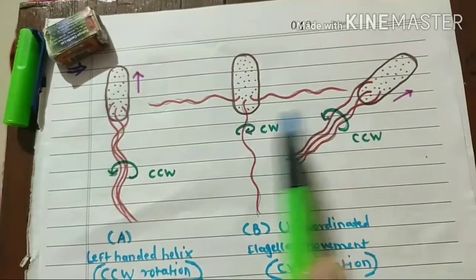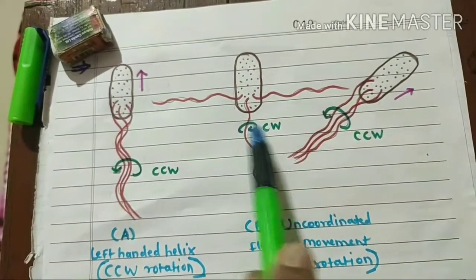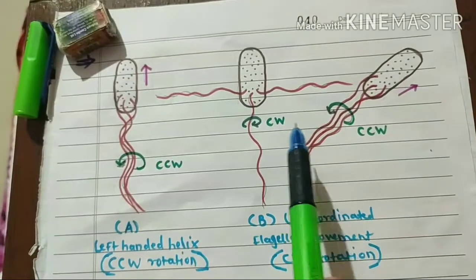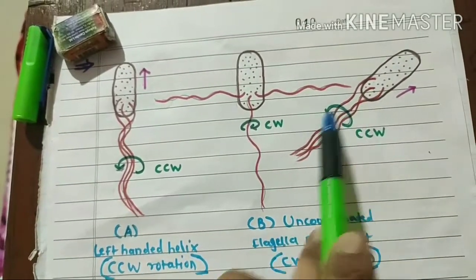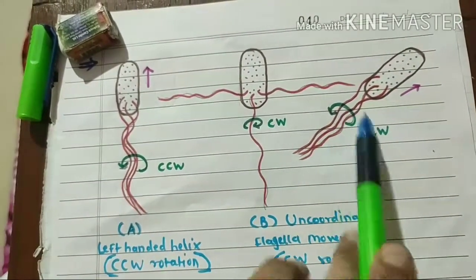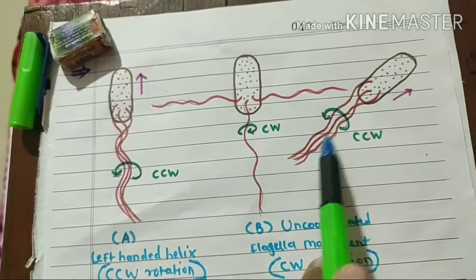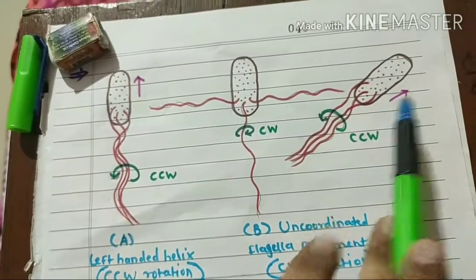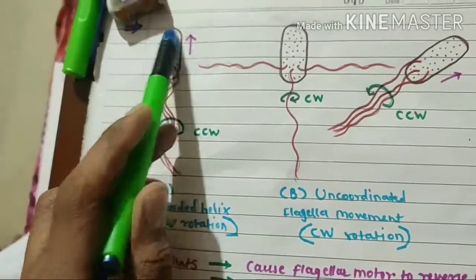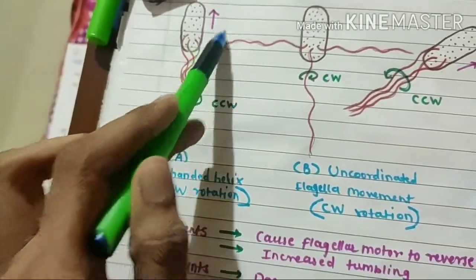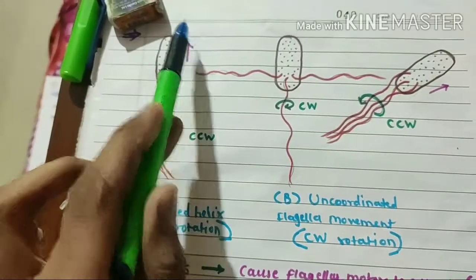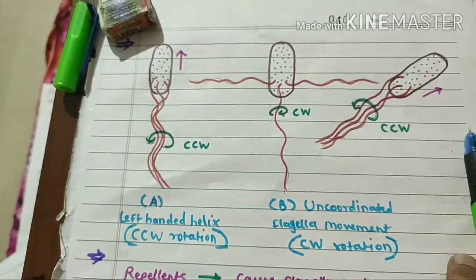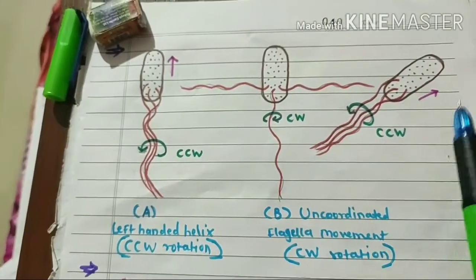Okay, and because now this flagella also rotates in a counterclockwise motion, all the flagella come together and form a helical bundle, and because of which now the cell is propelled in a forward motion. So previously the cell was moving in this direction and now it is moving in this direction. So this is known as tumbling.